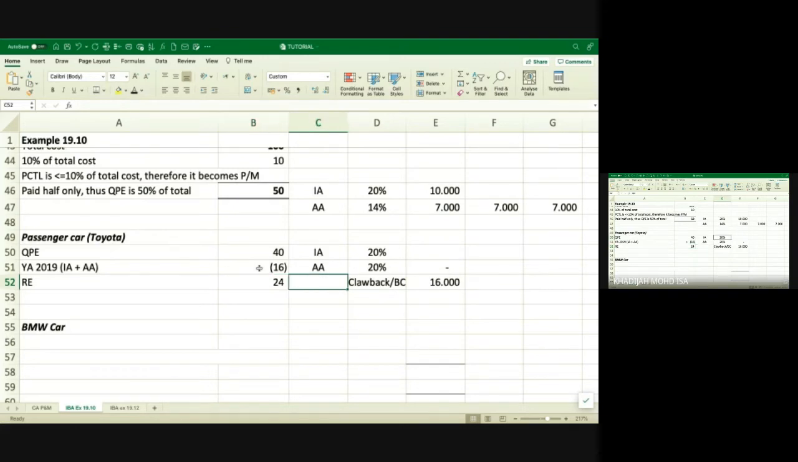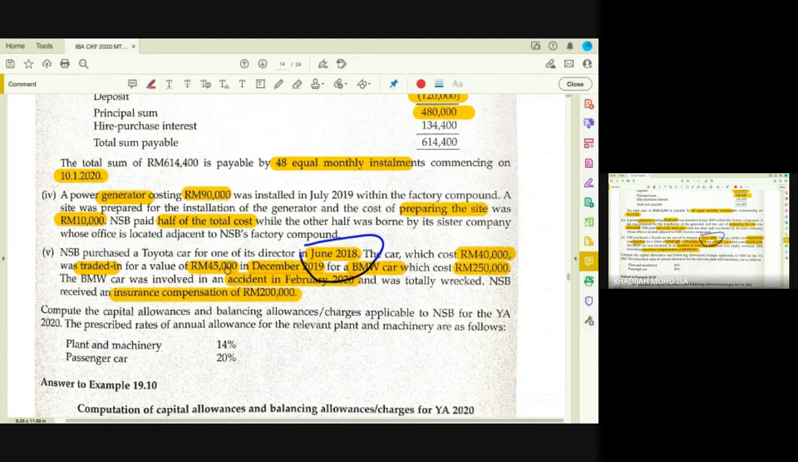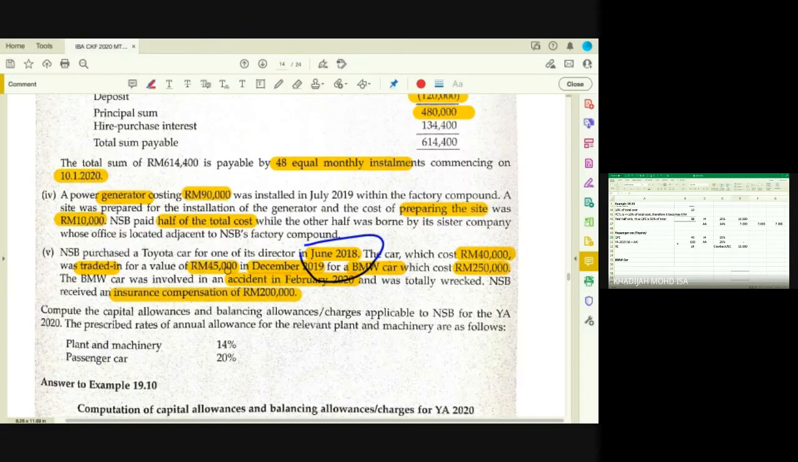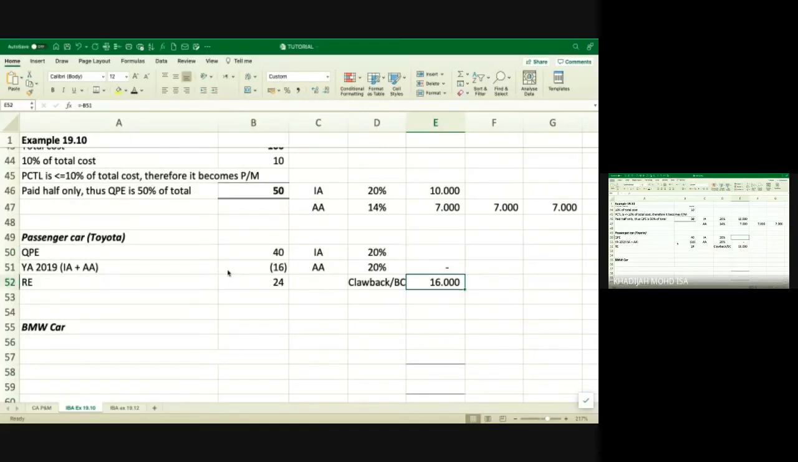Okay. When it comes to YA 2020, right? 2020, then you trade in with December 2019. So that is YA 2020. Right? You trade in, but because the period is less than 2 years and there is no commercial justification, so what you have to do, you have to claw back. Whatever amount given, you have to claw back. So how much is given to you? You are given 16,000 in YA 2019. So whatever that 16,000 will be clawed back or will be treated as a balancing charge in YA 2020. Okay tak ni?